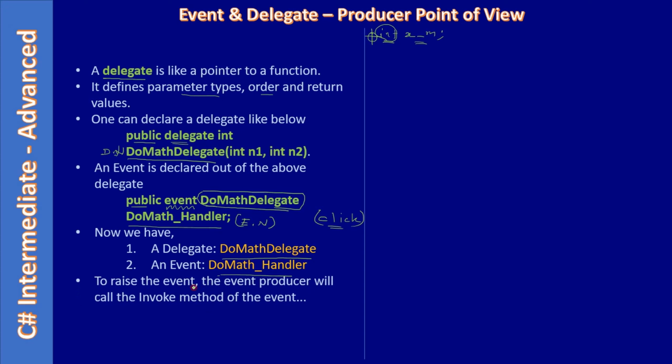To raise the event, the producer will call the invoke method of the event. Here, what is the event name? The event name is DoMathHandler. That means the event producer can call DoMathHandler.Invoke.